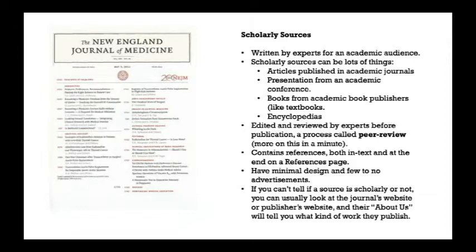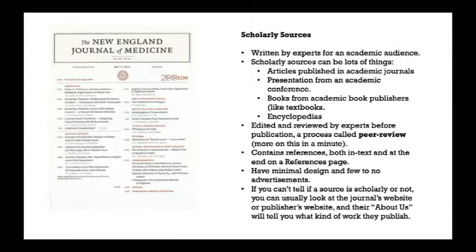Peer review applies specifically to academic journals. Scholarly sources contain references both in text and at the end. Whenever they cite a fact, they will cite exactly where they got it from. And then they will give you the reference to that paper they got it from at the end so you can go and find it for yourself.